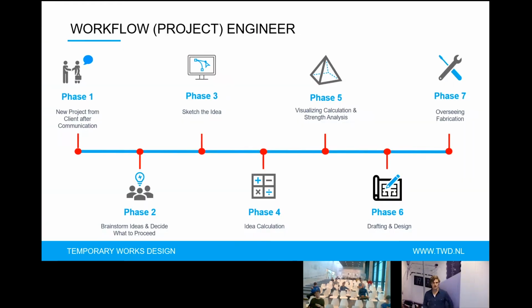So I'm going to give you a bit of an overview of what I do as a project engineer on a daily basis. There are roughly about 7 phases here that can be distinguished. Whenever a project is started, there's a lot of communication with the client in order to see what the requirements and desires of the client are. Also, of course, we need to talk about planning and budget. So whenever that's sort of defined, we will go into phase 2 where we do brainstorm sessions.